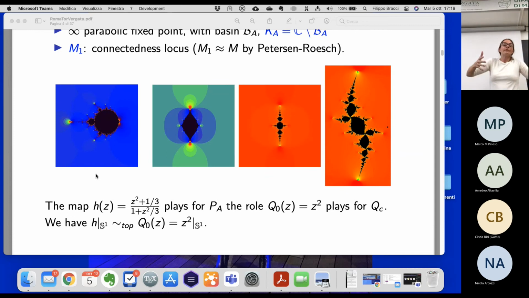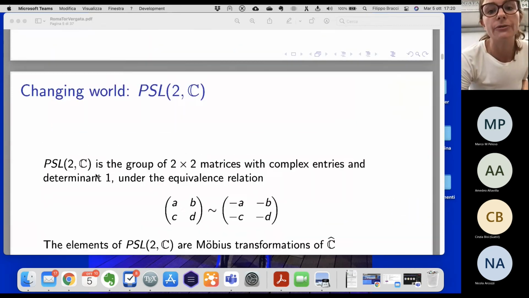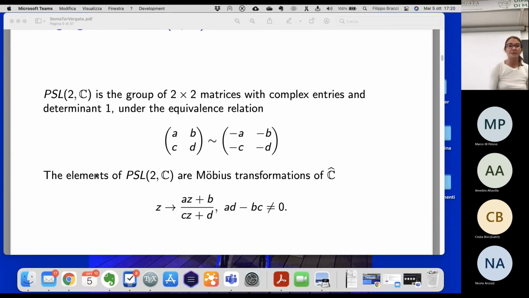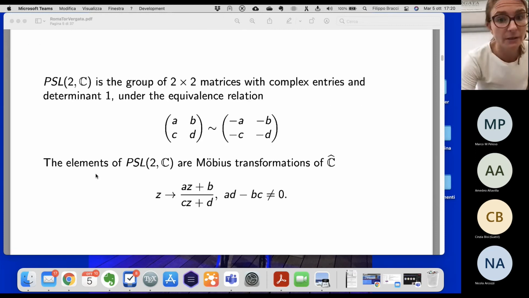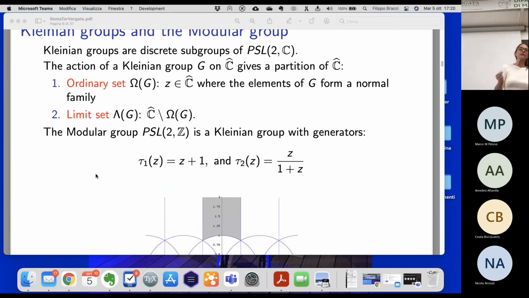Okay, now we leave for a little bit the world of iteration of rational maps, and we enter in a different world, PSL_2(C), which is the group of 2 by 2 matrices with complex entries and determinant 1. So the elements are Möbius transformations. And actually, we are interested in what are called Kleinian groups, which are discrete subgroups of PSL_2(C). What does it mean? We take a bunch of matrices, a bunch of Möbius transformations, we compose them in all possible ways, and we see what happens.